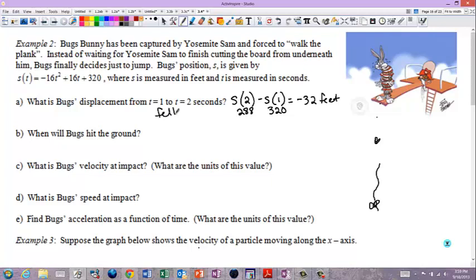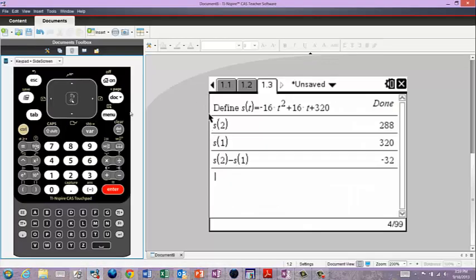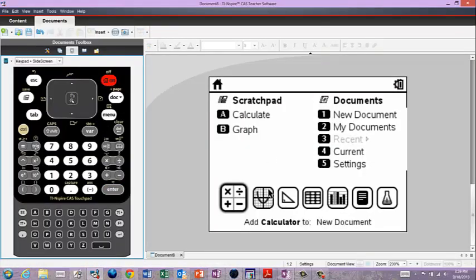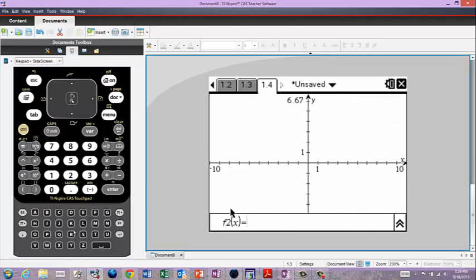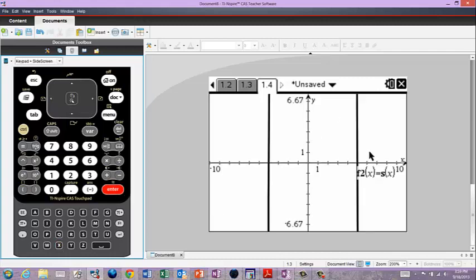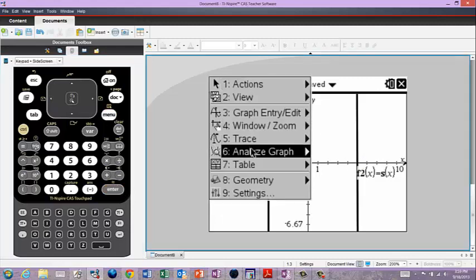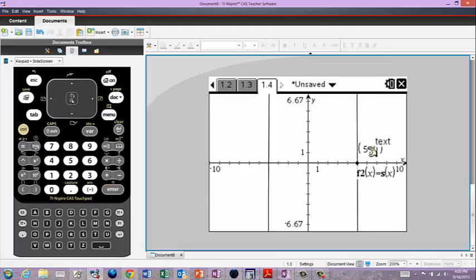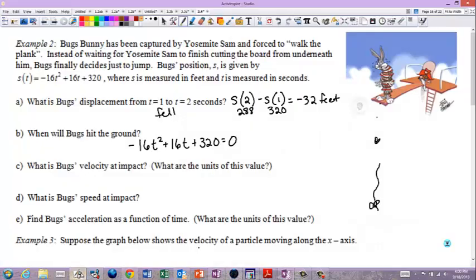When will Bugs hit the ground? Well, that's where we would set it equal to 0. Just a refresher on your calculator here. We could add a calculator screen, and we could do S of x, and it'll take it from one screen to the other. Why did I use x? Because I can't use t. There it is. I want to know when it hits the ground, so I'm going to find my zero, and it's 5. I guess I could have used the quadratic formula or factored it, but it's just 5 seconds.